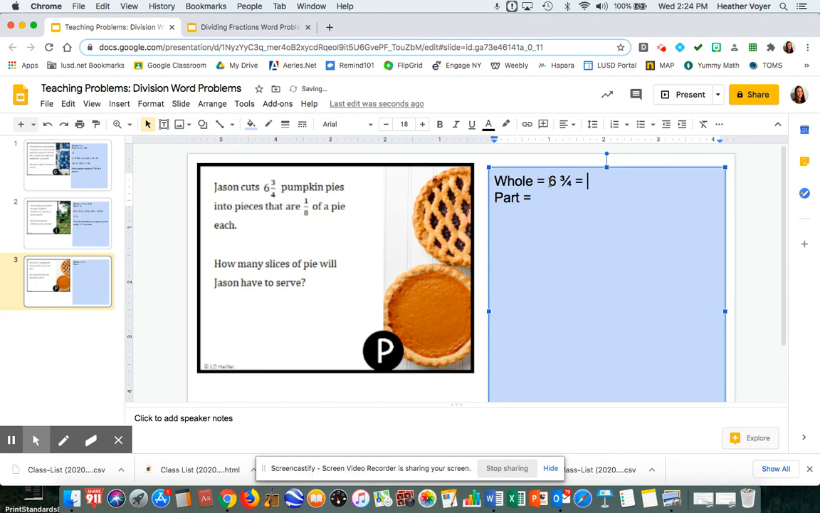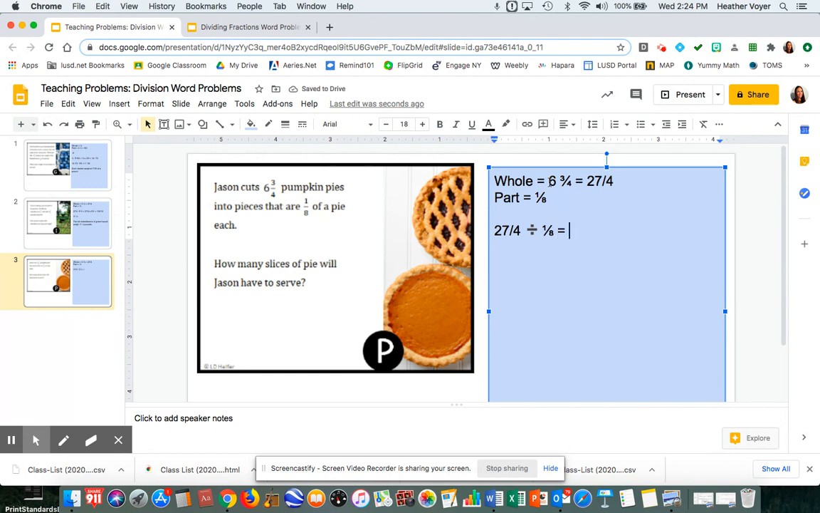So let's convert that into an improper fraction. We multiply again 6 times 4, which is 24. We add 3, which is 27. So we get 27/4. And our part then, each slice is going to be 1/8. So think of a pie that's cut into 8 slices. That would be 1/8. All right, so let's write out our division sentence. So we're going to do 27/4 divided by 1/8 to figure out how many slices there would be total.